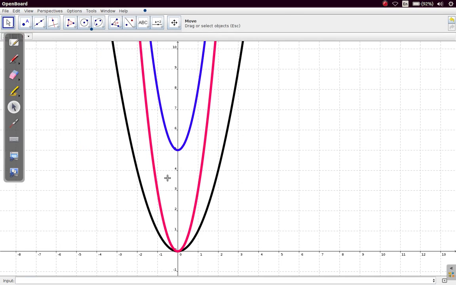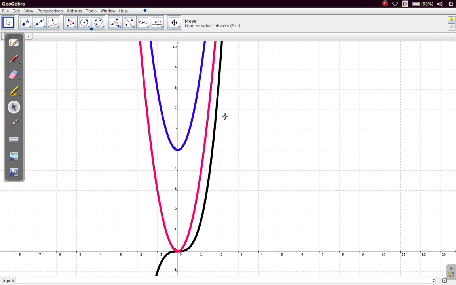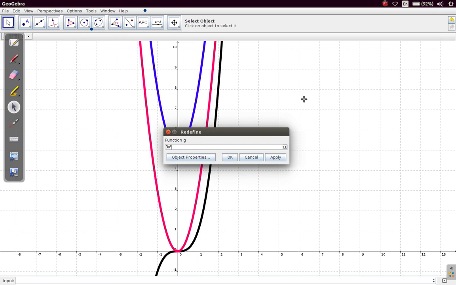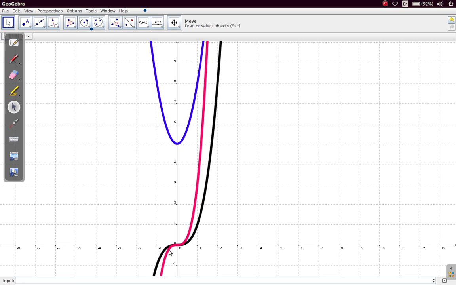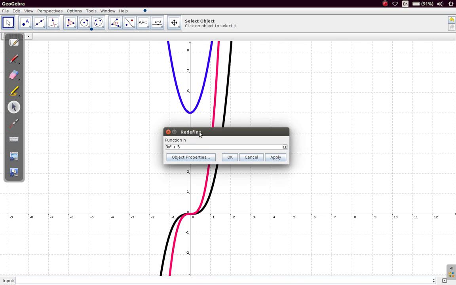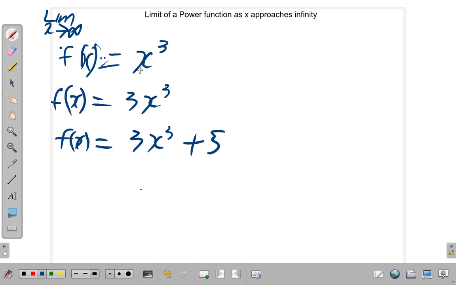If you change this to x cubed, x to the power of 3, this is what happens. What about 3x to the power of 3? You see, these two are behaving the same way. They are shooting up to infinity on the positive side, shooting down to infinity on the negative side. What about 3x cubed plus 5? Same thing. Whatever number you multiply the x by, or whatever number you add, doesn't change the general behavior of the curve.